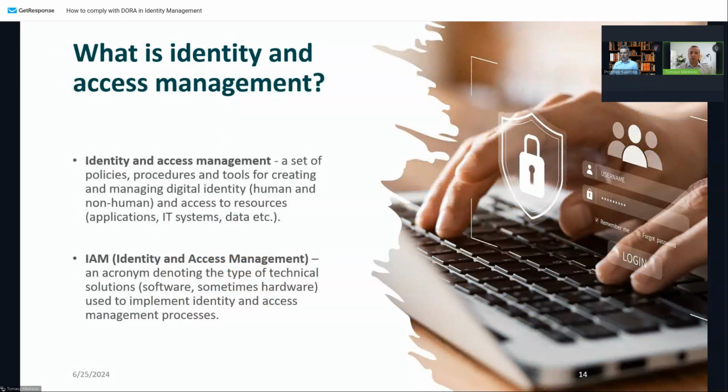So let's go next. In that context, what is identity and access management? Let's quickly remind what it is, so that we can discuss that further in the scope of the particular requirements. Identity and access management is a set of policies, procedures, and tools for creating and managing digital identities, human and non-human identities, as well as access to resources like applications, IT systems, and data. So that's the generic term. But quite often, if we talk about IAM, which also stands for Identity and Access Management, that actually denotes a kind of technical solution, which usually is software, but sometimes can be hardware as well, used to implement identity and access management processes.